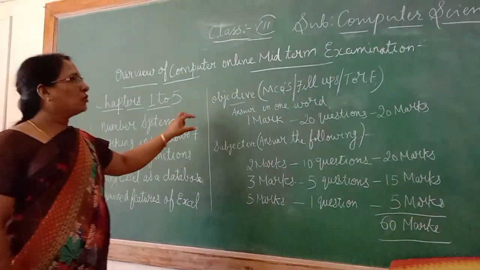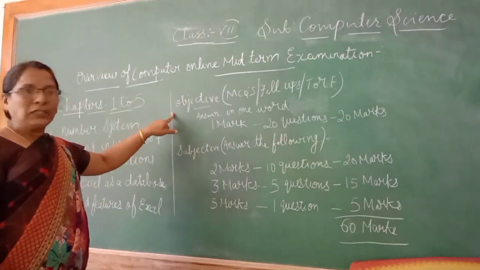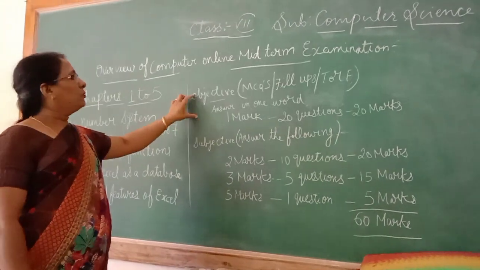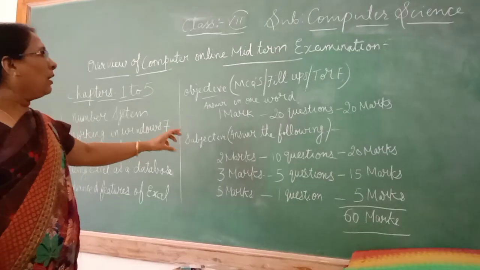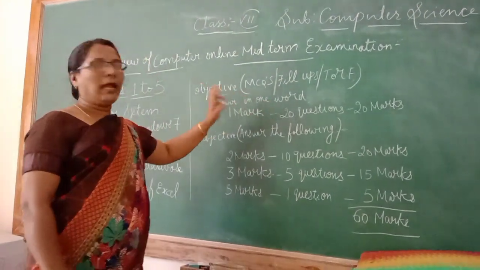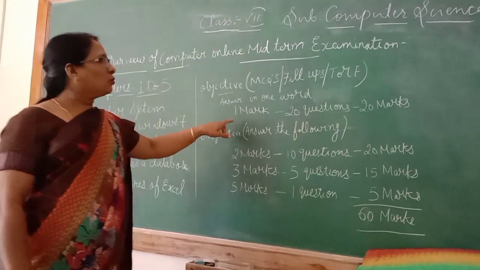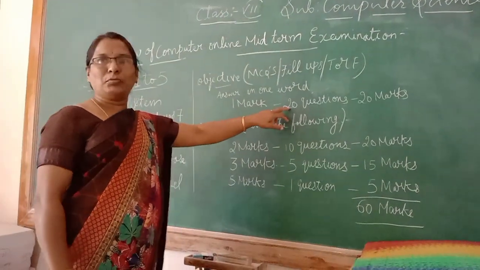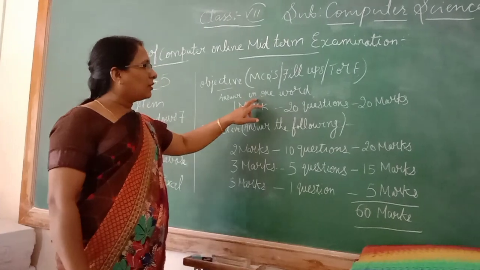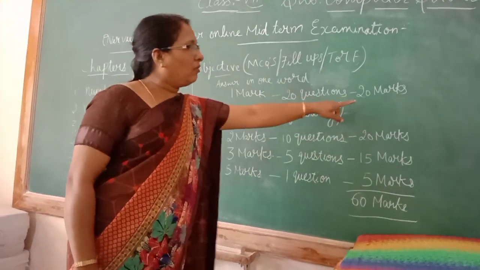Now coming to the question paper part, you will receive the question paper in your WhatsApp group. Read the questions carefully and try to answer. You will have an objective and a subjective part. Under objective you have MCQs, fill in the blanks, true or false and answer in one word. Each carries 1 mark and there are 20 questions, so altogether you will have 20 marks there.